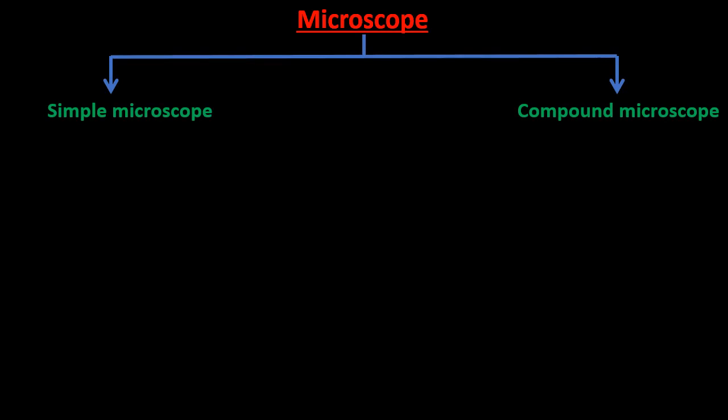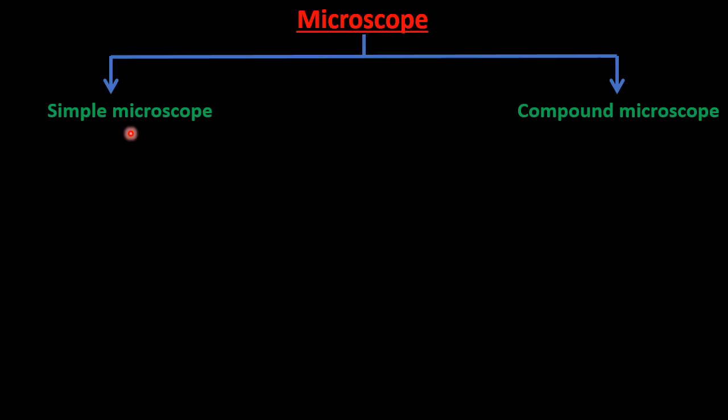For example, periscope, kaleidoscope, binocular, telescope, microscope are some of the examples. Among these, we need to study about the microscope and telescope. So let us start with microscope. The microscope is of two different types. The first is simple microscope, where only one lens is used, and the second category is compound microscope. In compound microscope, more than one lens are used.